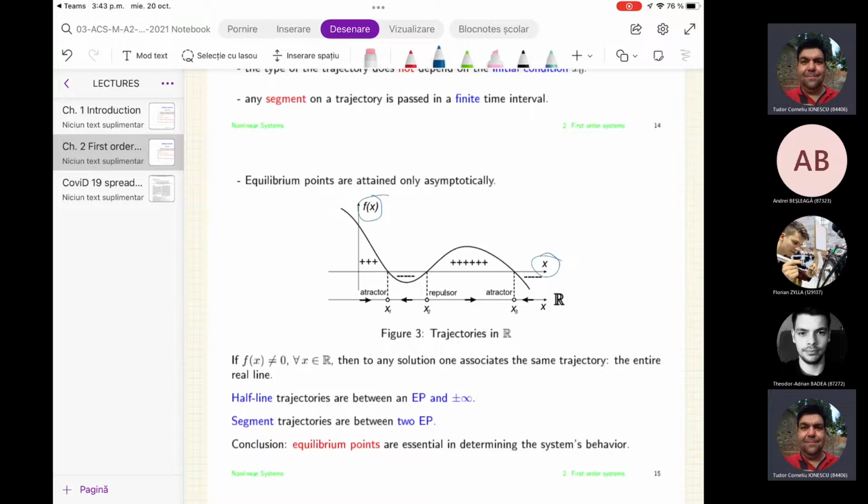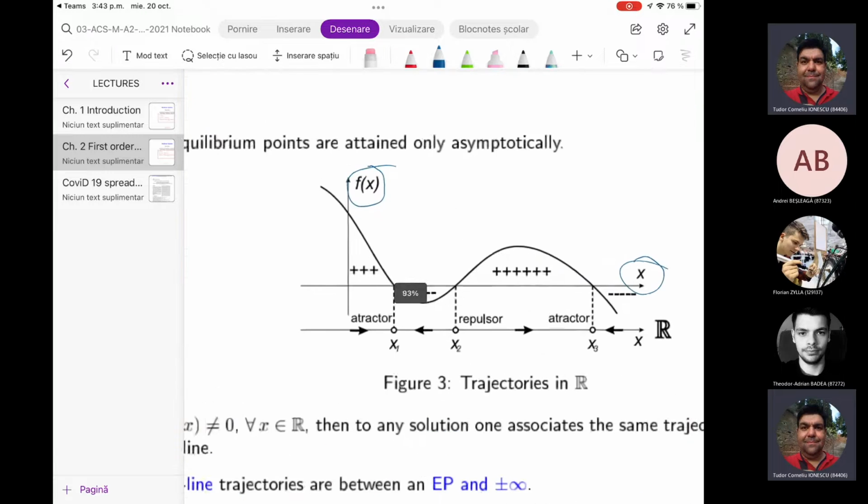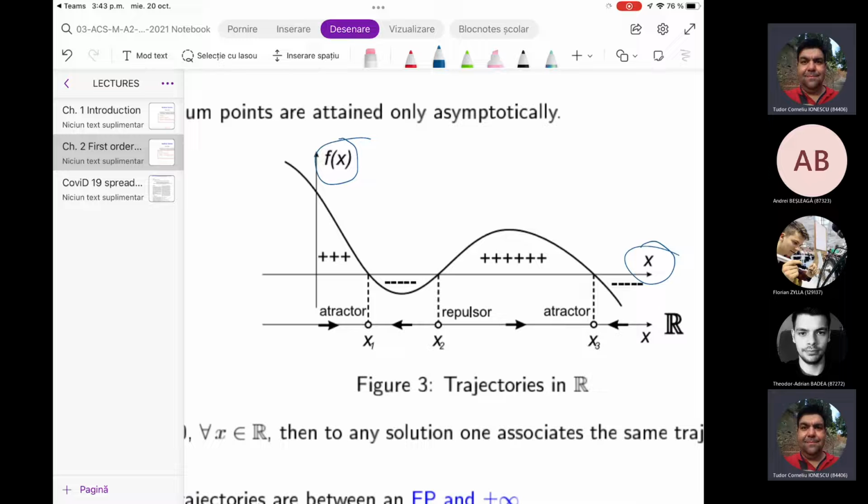F(x) versus x. This is very important because we can easily determine equilibrium points on such a plot. If you plot f(x), so f(x) is x dot, x dot versus x, you get the equilibrium points. The equilibrium points are those points where f(x) is cutting the state space, i.e. the horizontal axis R.